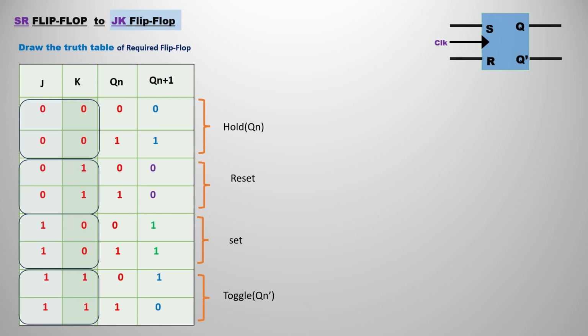So I have drawn the truth table for the required flip-flop. The first 2 cases are the hold condition, so Qn is replicated as Qn plus 1. The next 2 conditions are reset, the next 2 are set, and the last 2 are toggle, where Qn just toggles as Qn plus 1.